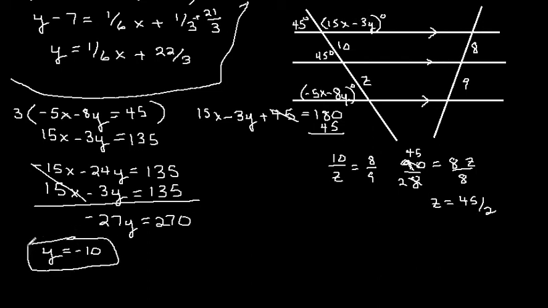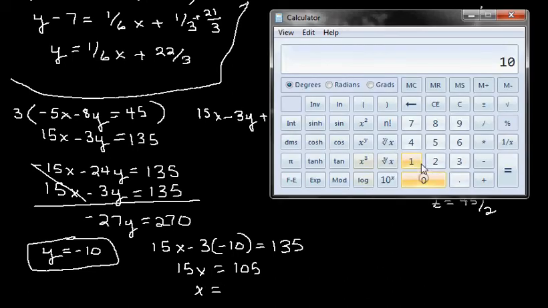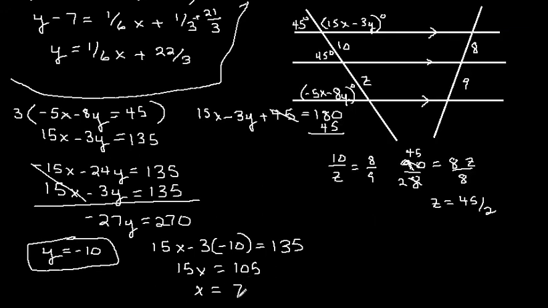So that's y, and then you have to go back and find out what x is. So we're going to put y back in to either one of these. Let's just do it in the second one. 15x minus 3 times negative 10 equals 135. 15x, this would be plus 30, so I'm going to subtract 30, equals 105. X equals, this looks like it's going to work out nicely, 105 divided by 15 is 7. So you get x equals 7. And that's how you do that problem.